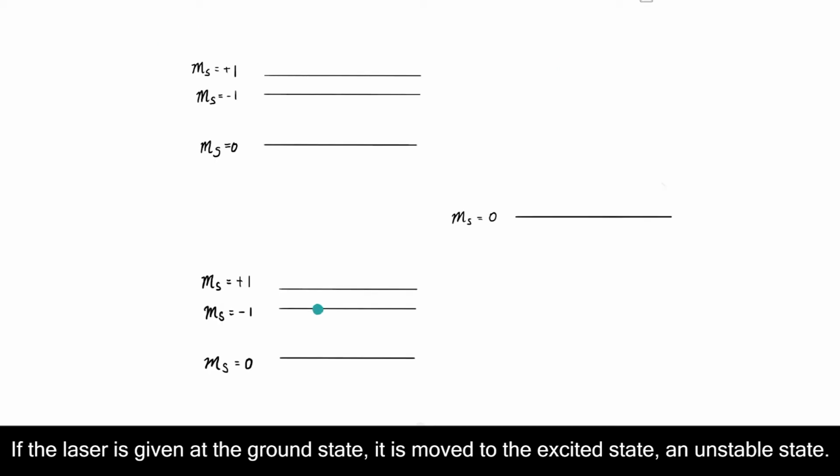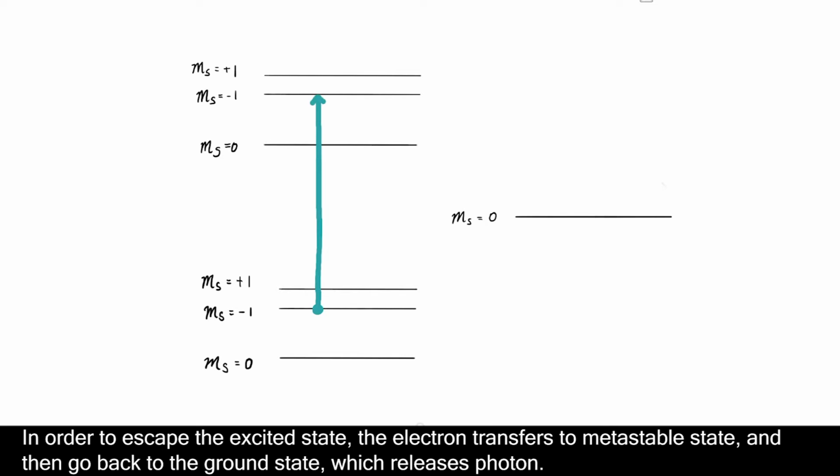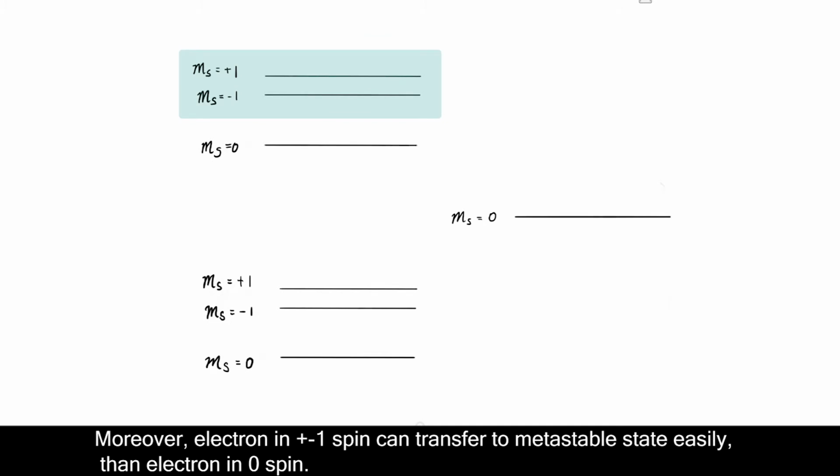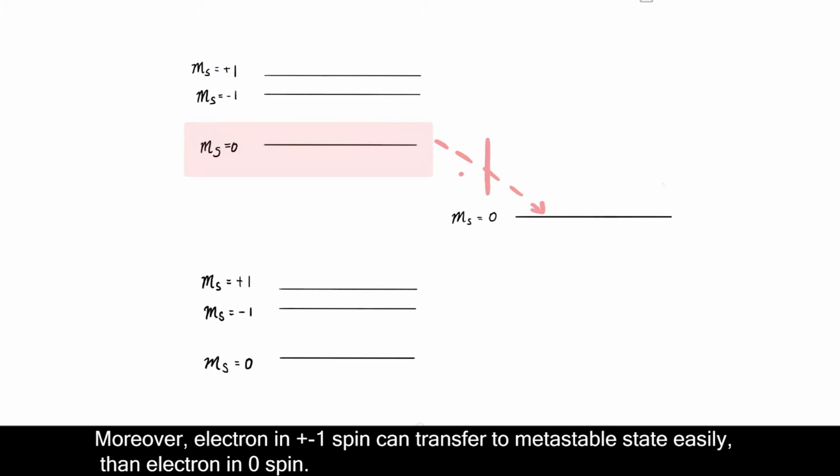If a laser is given at the ground state, the electron is moved to the excited state, an unstable state. In order to escape the excited state, the electron transfers to the metastable state and then goes back to the ground state, which releases a photon. Moreover, an electron in plus minus 1 spin can transfer to the metastable state more easily than an electron in 0 spin.